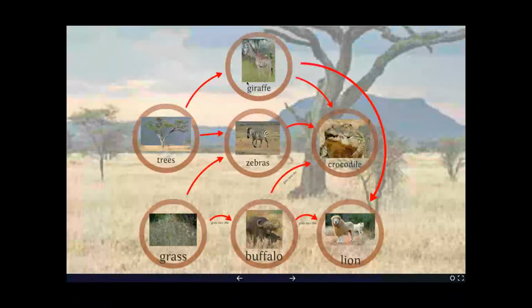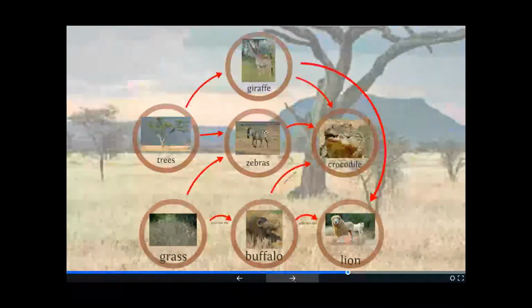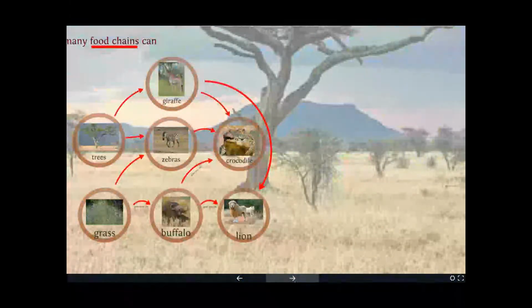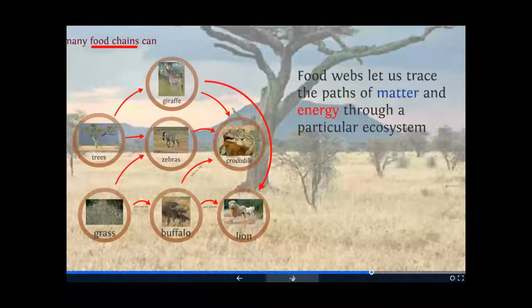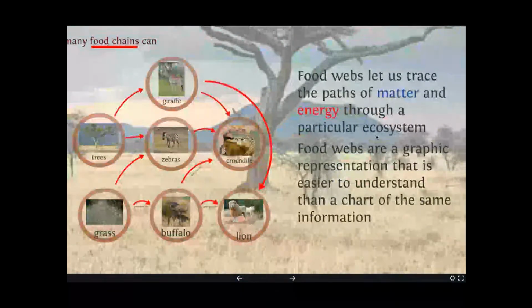So I'm going to show you a trick in one second of how to make these without getting confused by all these arrows. But before, there's two things to note. These food webs let us do basically two things. They let us trace the path of matter and energy through an ecosystem. The matter being the stuff that makes up all these organisms, and the energy being the thing that's keeping them alive. It lets us diagram those going through the ecosystem.